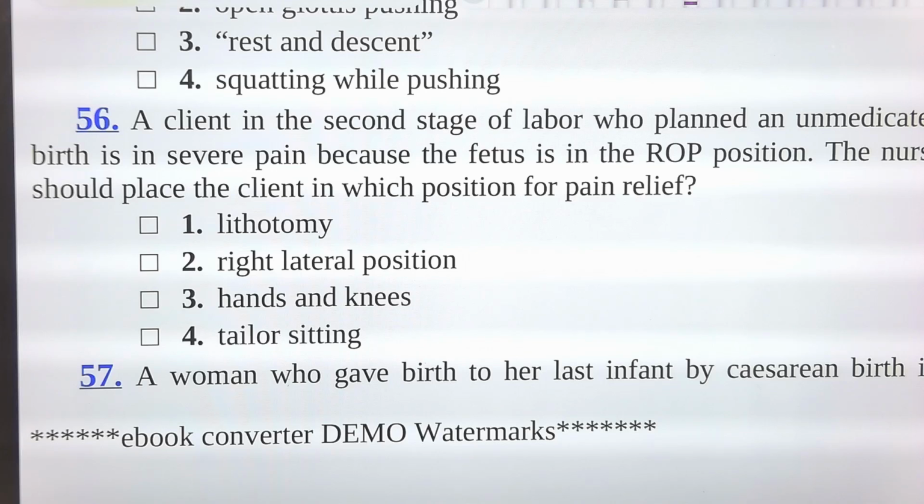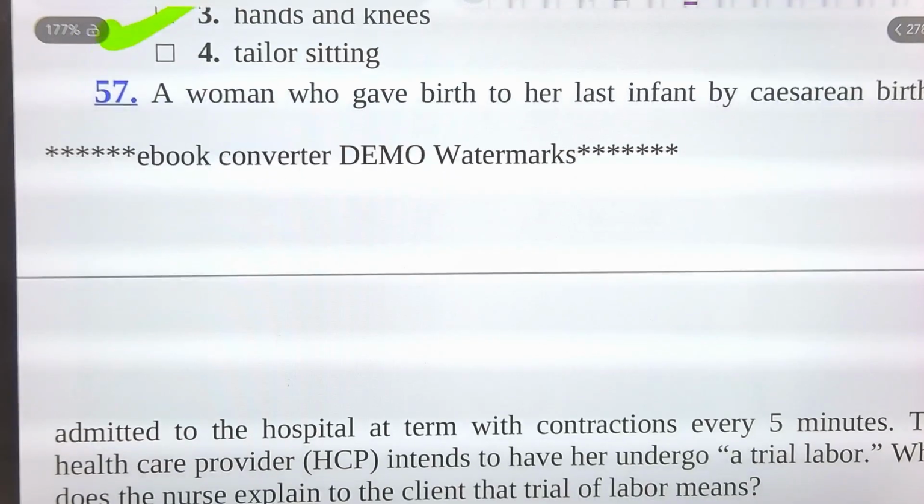So answer number 3 will be the correct answer, that is hands and knees position. What will this do? The fetus's head will move away from the sacral promontory. What will happen then? The fetus will rotate from the posterior to the anterior position, which will reduce the pain. Let's read the next question, 57.